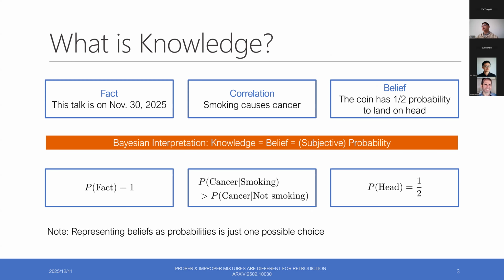For example, if you believe something is so true, you set the probability to be one. If you have some correlation, then you have a correlated probability. Say the coin has one half probability to land on head, but you don't know whether the coin is fair or not, but you kind of believe that it's fair. So you'll say the probability of head is one half. So this is a Bayesian interpretation of probability, which is the same as belief or knowledge.